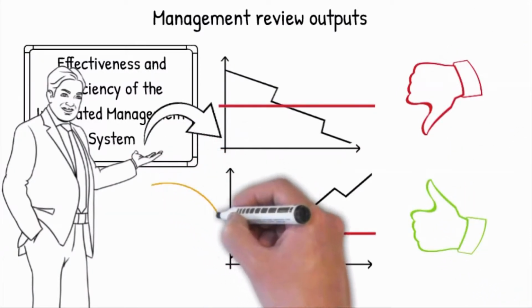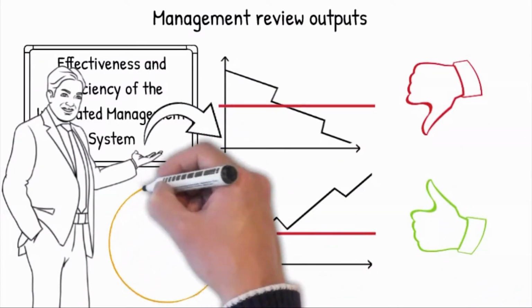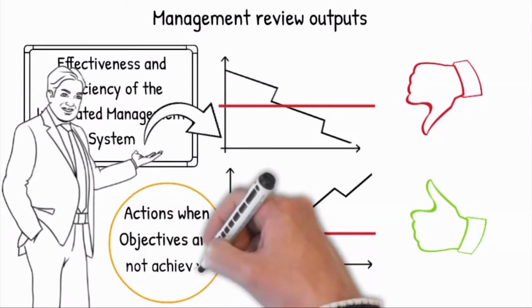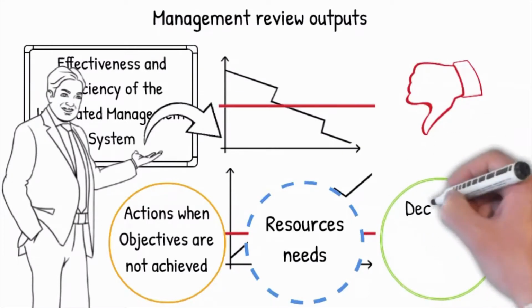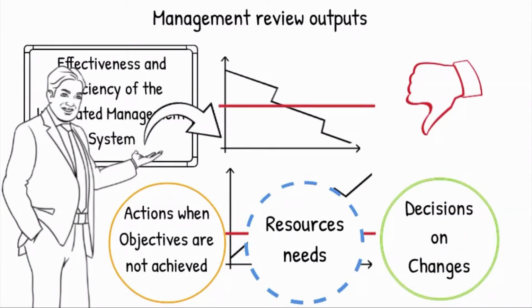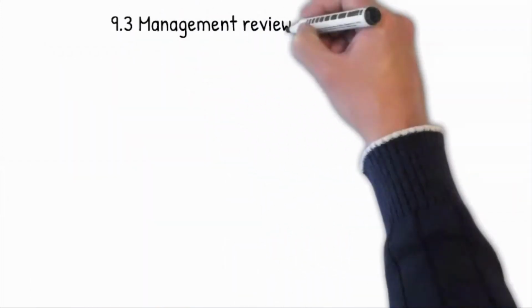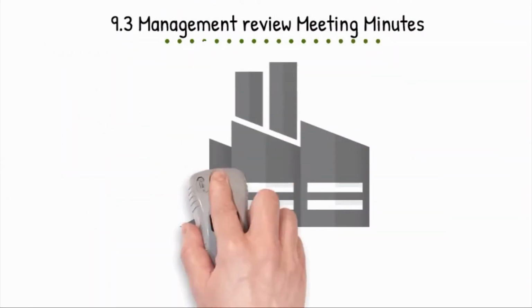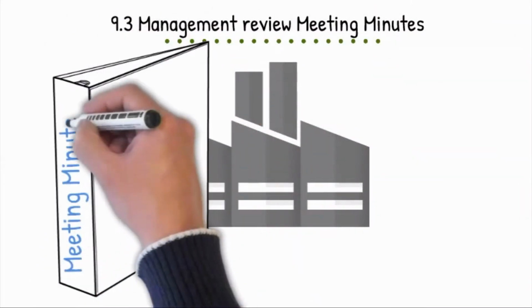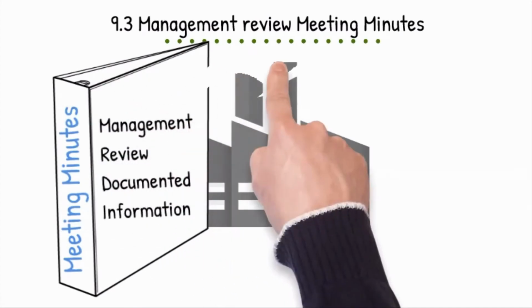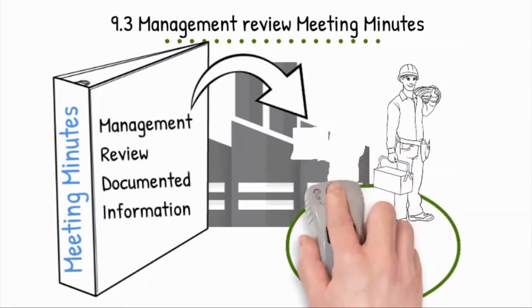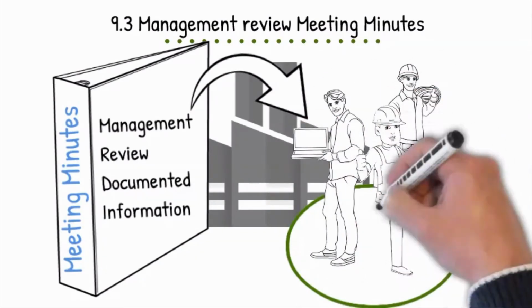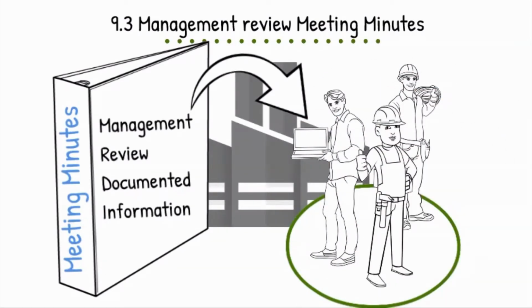And then to determine the actions when objectives are not achieved, and to identify the resources needed to achieve the objectives, and to decide what changes need to be implemented to improve the integrated management system. The management review minutes should be distributed to all appropriate members of staff because it includes decisions and actions to be implemented, and as this will ensure that the integrated management system is operating effectively and all stakeholders are informed.